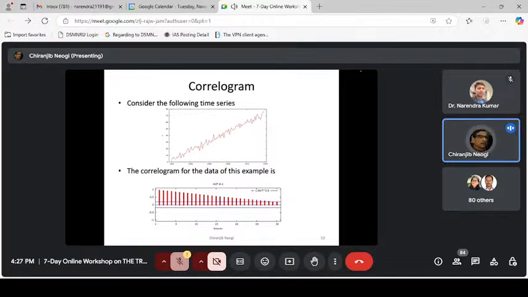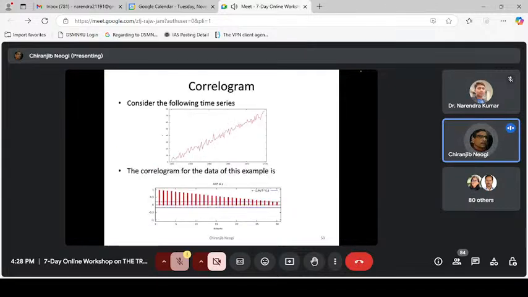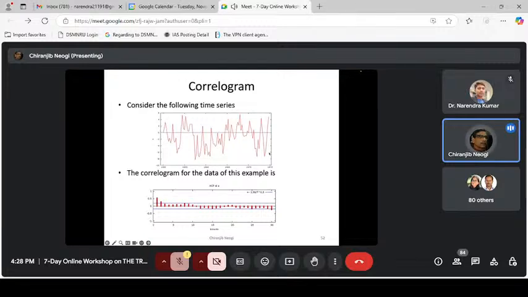For the time series containing periodic components like seasonality, the sample correlation functions exhibit the behavior of the same periodicity. As you see, like here also there is a pattern of periodicity, and here you see the correlogram has also some pattern of periodicity.